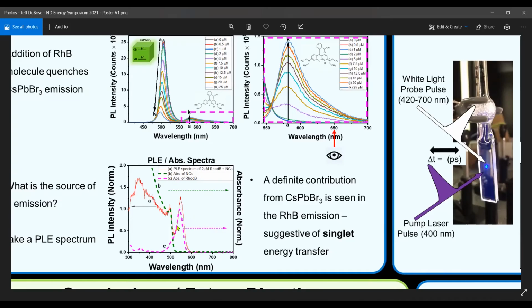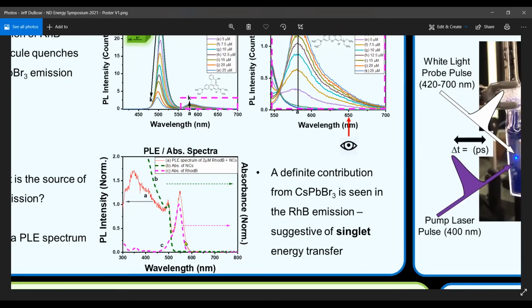And so what I've done down here is I've also overlaid the absorption spectrum of the rhodamine and of the nanocrystals. And we can see, as we excite directly in the rhodamine B region, of course, if we excite rhodamine, we get rhodamine emission. But that absorption decreases down here, but we have a concomitant increase in emission in this region.